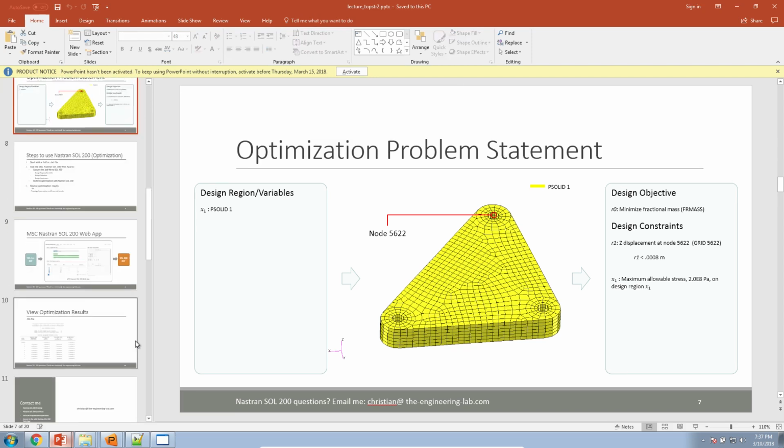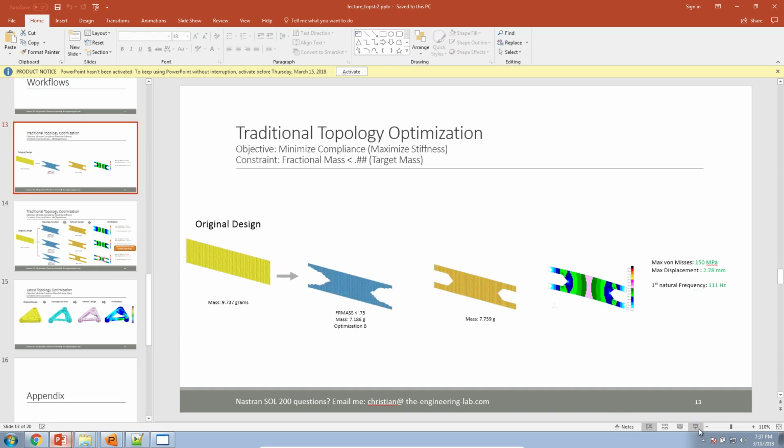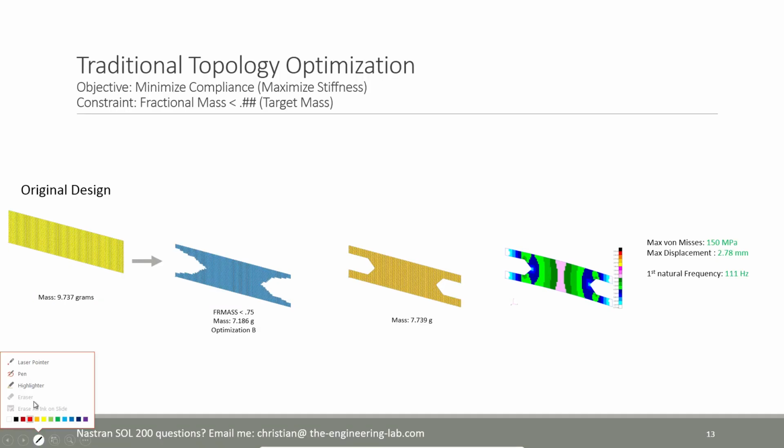I think I just went over those, but it'd be worth mentioning these again. Remember, there are a few ways to perform topology optimization. There's the traditional approach, where you minimize the compliance, i.e.